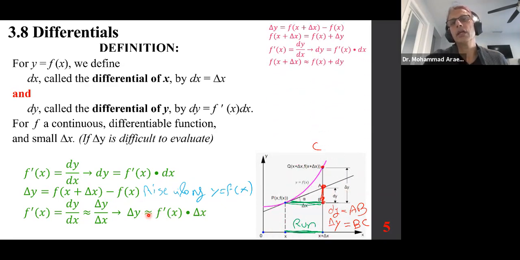Now, delta y is equal to that. If I move the negative f of x to the other side, it becomes delta y plus f of x. So f of x plus delta x is precisely f of x plus delta y. This is precise, exact. We said f prime is dy over dx, and therefore dy is f prime of x dx. We can replace this with dy, and that becomes an approximation. Okay, everybody? That becomes an approximation.